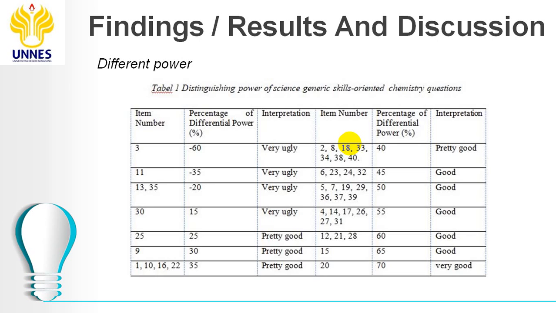Items included in the good category total 21 items. The items included in the pretty good category are 13 items, and those included in the very bad category are 5 questions.